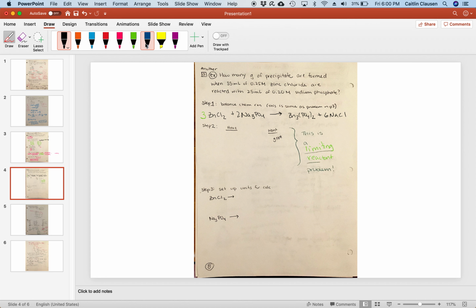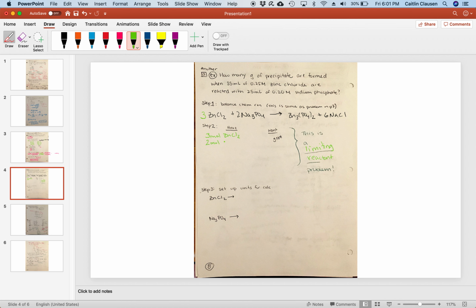We are given 3 moles of zinc chloride. So we're trying to find, when we have 35 milliliters of 0.25 molar zinc chloride, and those are reacted with 25 milliliters of 0.20 molar sodium phosphate, how many grams of precipitate, so how many grams of zinc phosphate is formed. So we're trying to get from reactants to products.